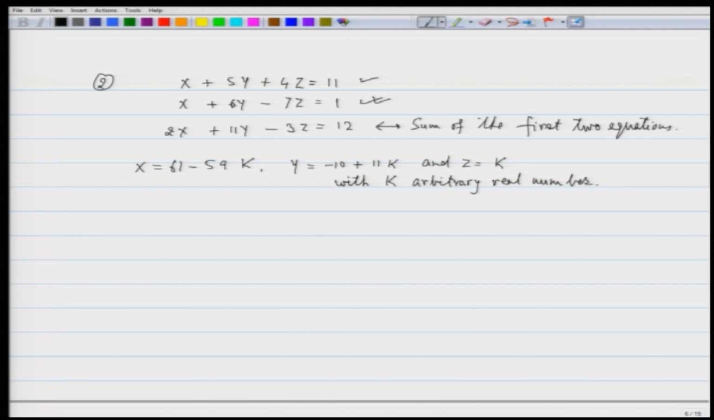Let us try to understand what we mean by this solution. The solution means that if you plug in the values of x, y and z, you do get back the equations. What is very important here is to look at the vectors corresponding to the variables x, y and z. Corresponding to x you have the vector 1, 1, 2, corresponding to y you have 5, 6, 11, and corresponding to z you have 4, minus 7, minus 3.